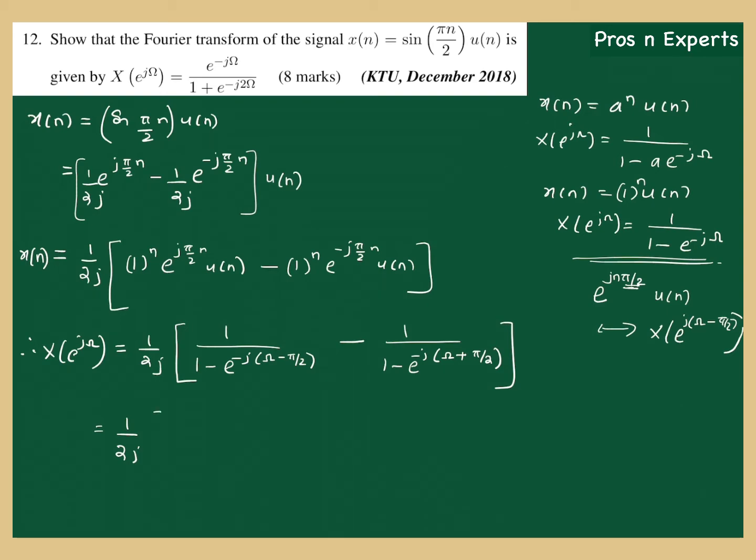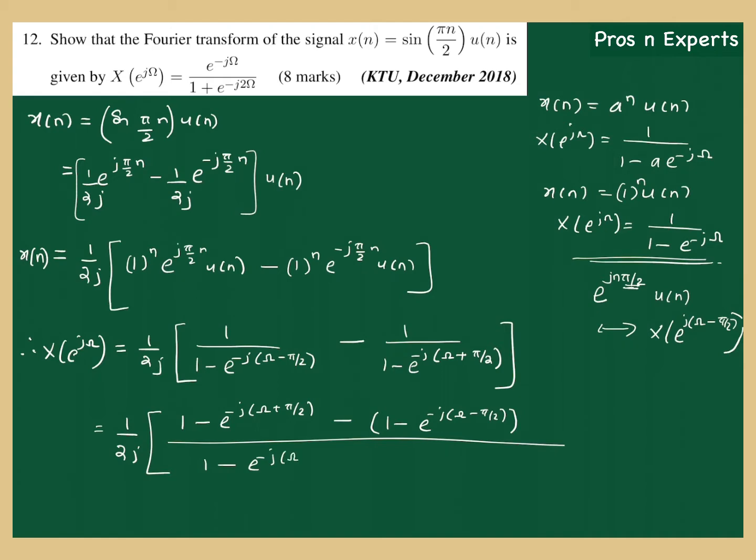So 1 by 2j into, we can find the LCM by cross multiplying this term to the numerator and this term to this numerator and taking the product of the denominator, and you will get 1 minus e raised to minus j into omega plus pi by 2 minus of 1 minus e raised to minus j into omega minus pi by 2, whole divided by 1 minus e raised to minus j into omega minus pi by 2 into 1 minus e raised to minus j into omega plus pi by 2.